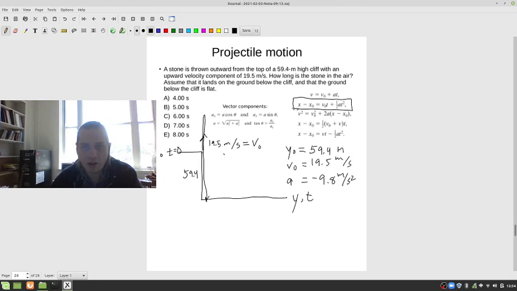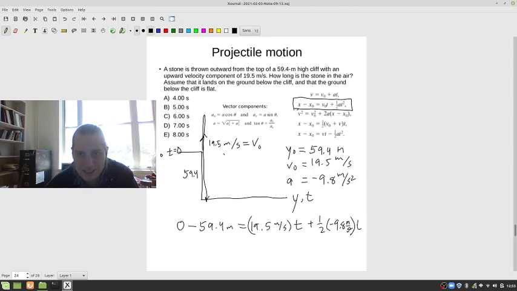So what would I do? Well, I could stick all of my information into this equation. X at the end is 0, minus x at the beginning, that 59.4 meters. 59.4 meters equals v naught, 19.5, times t, plus 1/2 times minus 9.8 meters per second squared times t squared. So that's an equation that does tell me how long it takes to hit the ground.